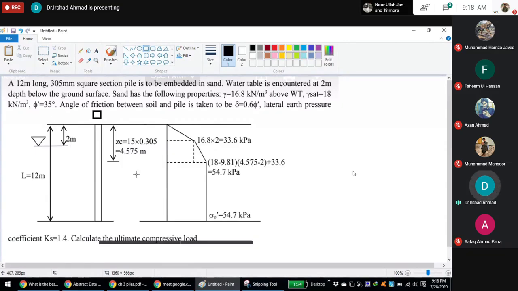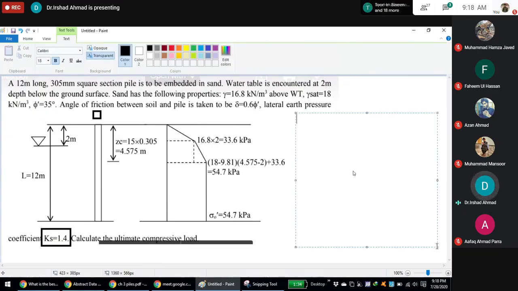It is sand. The angle is 35 degrees, and delta is given to be 0.6 times phi prime. The lateral pressure coefficient is also given as 1.4. Calculate the ultimate compressive load. So first, you know that PU is equal to QB into AB plus QS into AS. AB is equal to 0.305 into 0.305 meter square.